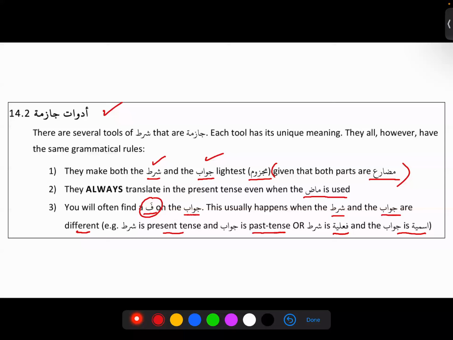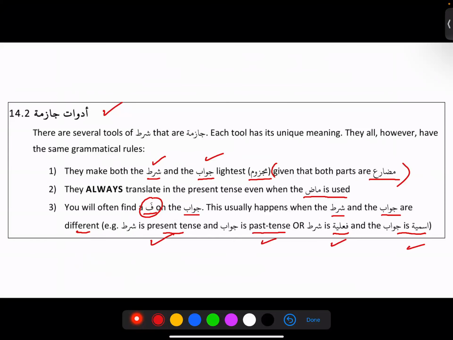Sorry, only for jawab shart we get the fa, or can we get it on the shart also? No, only jawab. Just jawab shart. Oh, okay. This is how we recognize jawab shart, when there is fa. So that we definitely know that this is jawab shart, because jawab shart starts with fa. And that is going to happen when the shart is present tense, the first part is present tense and the second part is past tense. Or the shart part, the first part, is failia and the second part is jumla ismiya. Then it is going to happen.